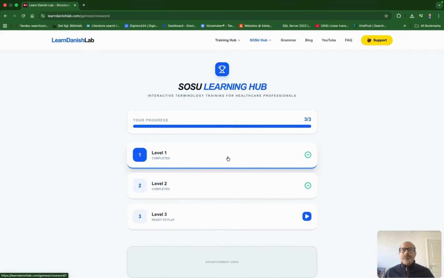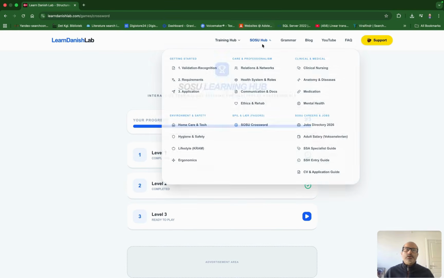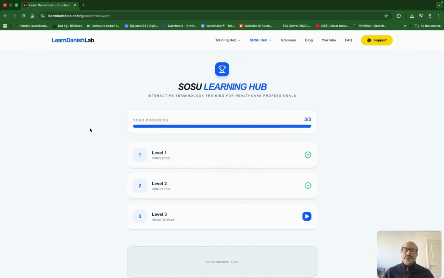The idea is when you go through all the SOSU Hub learning sections, there are different categories. If you go to Getting Started, or to the different topics here, when you learn, then you need to remember the words. Then we are going to practice them here. Let's start level one.